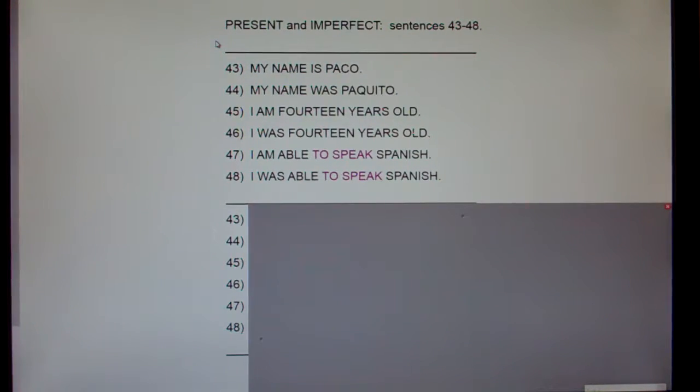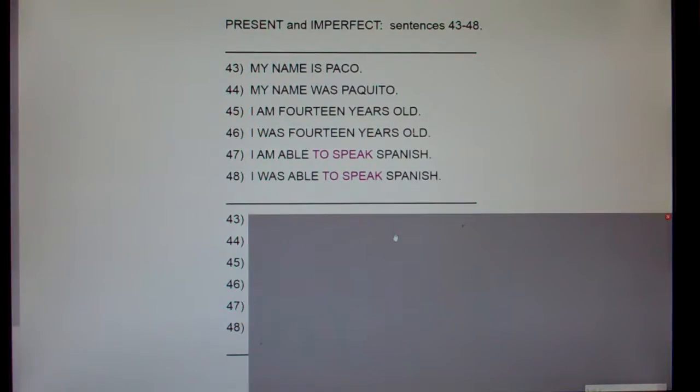This is present and imperfect sentences 43 through 48. All right, I'm going to read each of these 6 sentences in English and then Spanish and clap. And after I clap, I'd like you to repeat just the Spanish sentence with me. Okay? Here we go. 43.